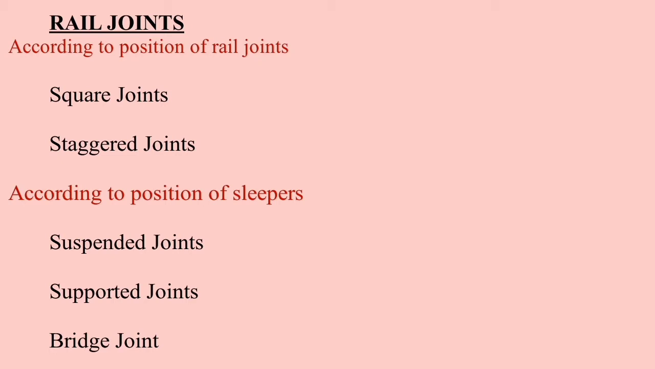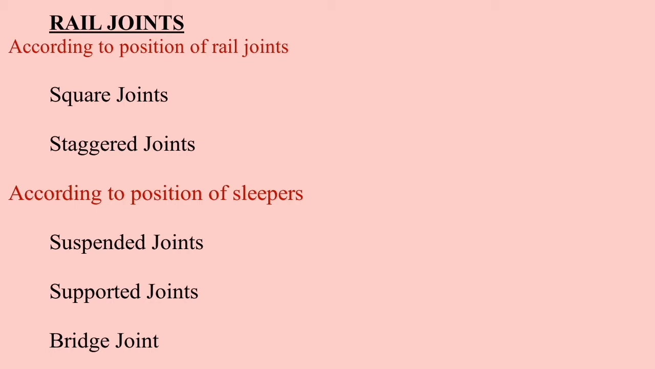And what is a square joint? These joints are commonly used in straight track. In this type of joint, a joint in one rail is exactly opposite to the joint in the parallel rail. Now, what is a staggered joint? In a staggered joint, a joint in one rail is exactly opposite to the center of the parallel rail.